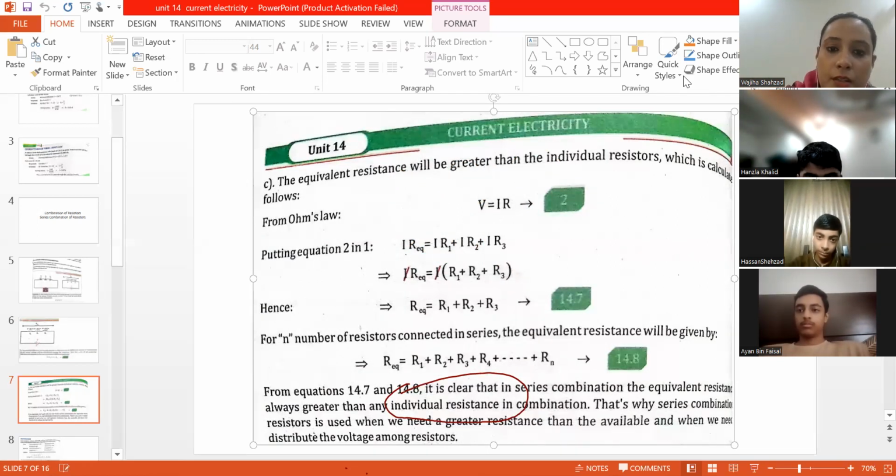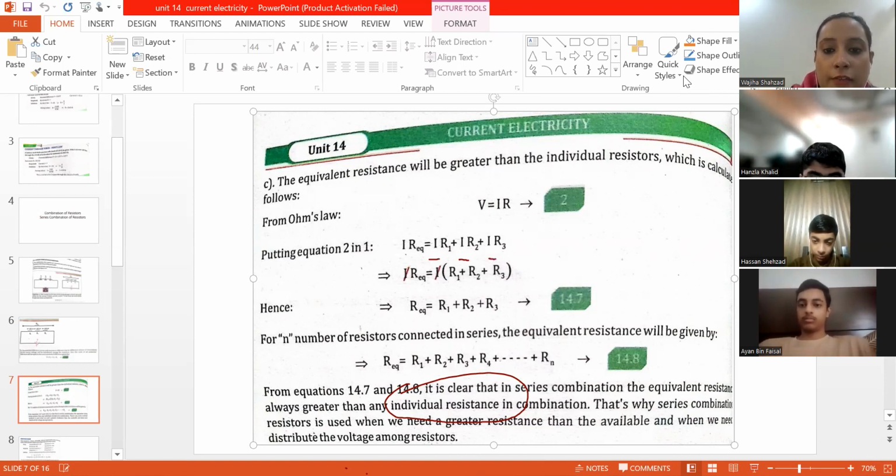The left side stays as it is, I R equivalent. Now we notice that on the right-hand side, I can be taken as common, because the current throughout the circuit is the same. Then we are left with R1 plus R2 plus R3. As we have current on both sides, this current will cancel out with the current on the other side.